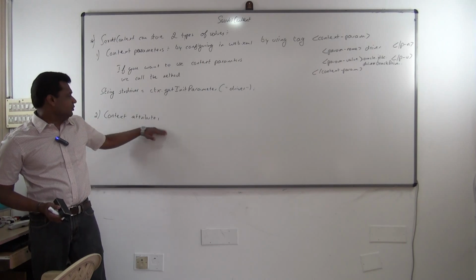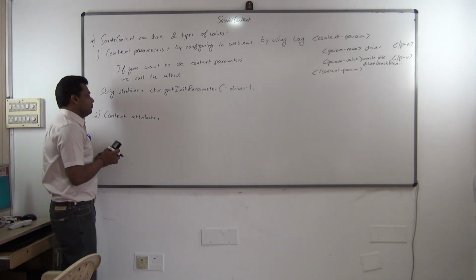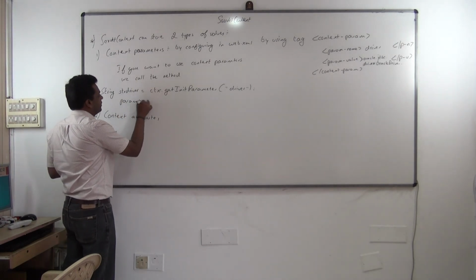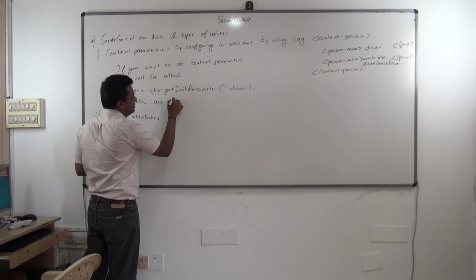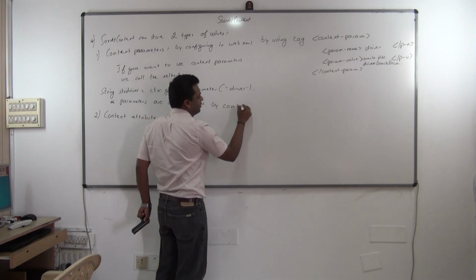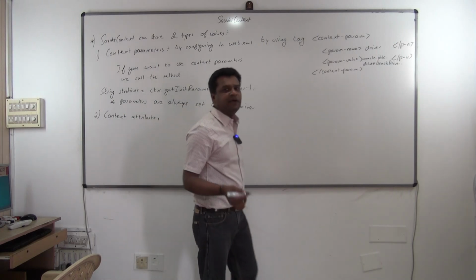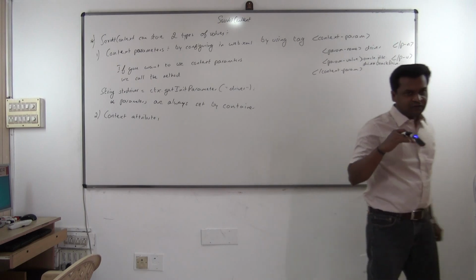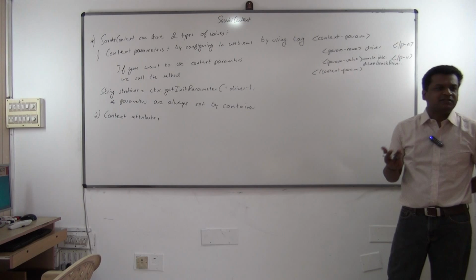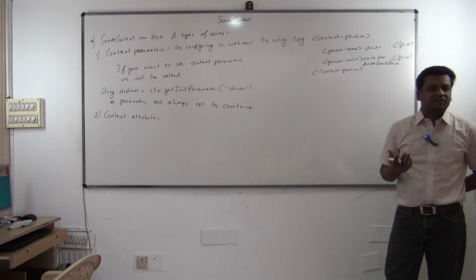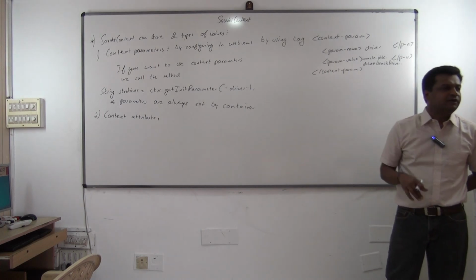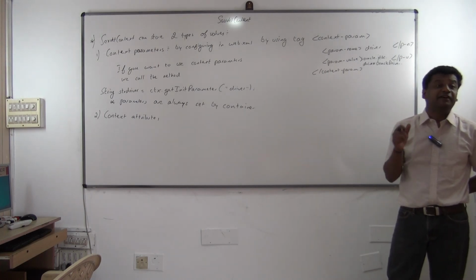Parameters. Today we will work with attributes. Before we proceed to attributes, remember this point: parameters are always set by the container. That's the most important thing. The container is setting the value. When the context object is created, when the server starts, it will read the values from the web.xml and store them into the context object. So it is the container which does this.